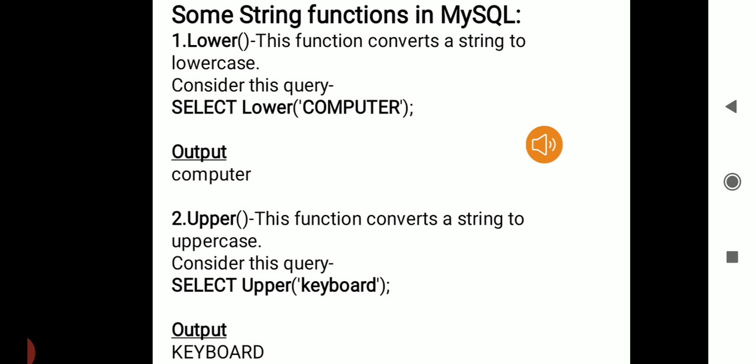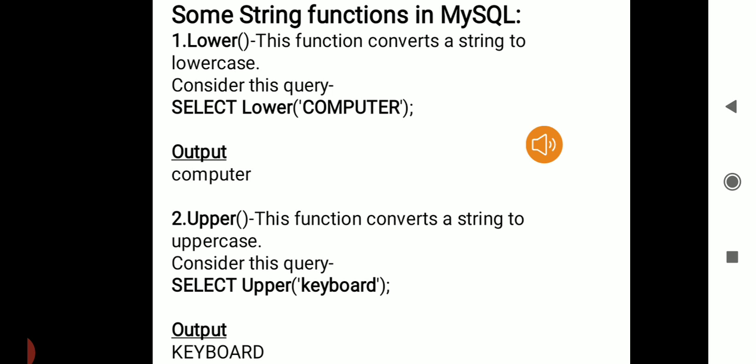Now check the example at the top. The example is the query which says select lower of computer followed by semicolon. As you can see, all the alphabets in the word computer are in capital. So lower of computer converts it into small letters. That's why the output just below the query shows the word computer in small letters.